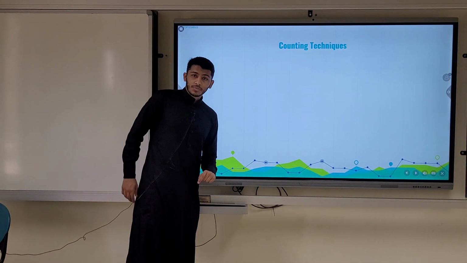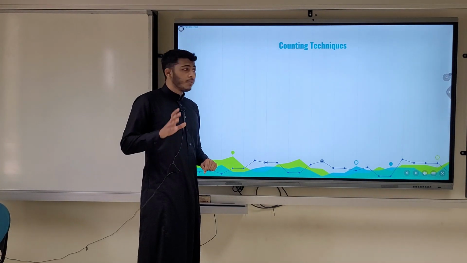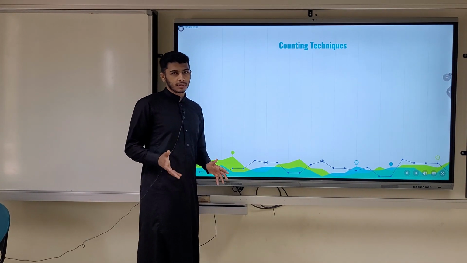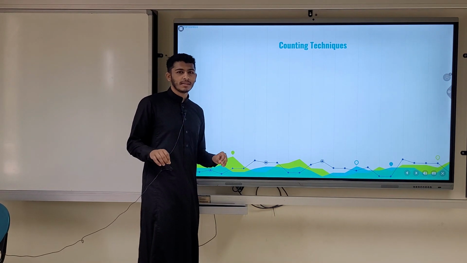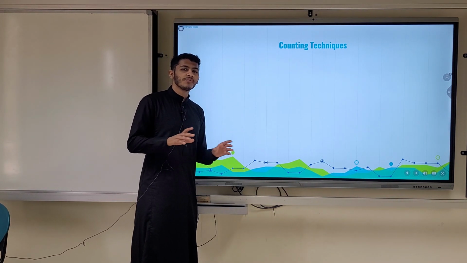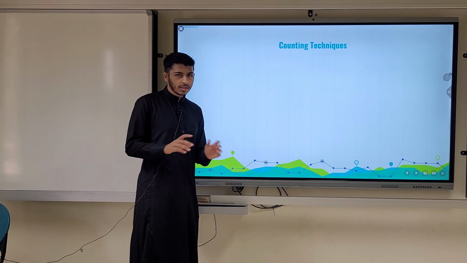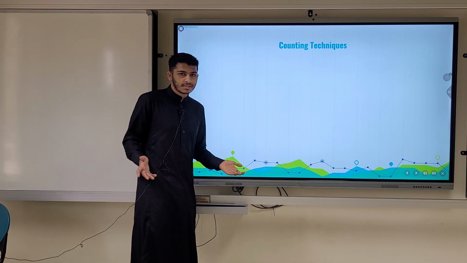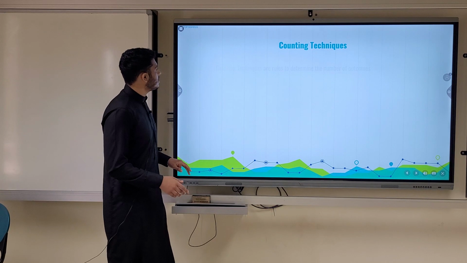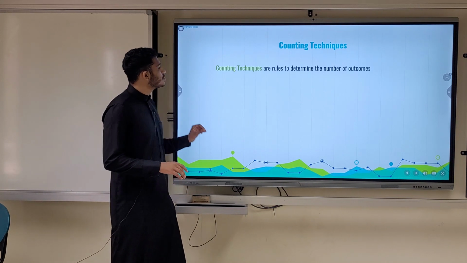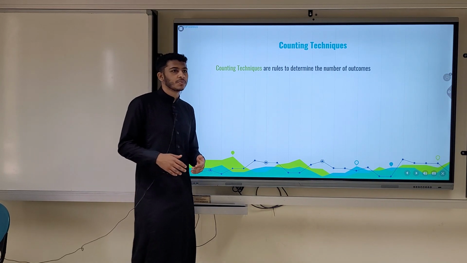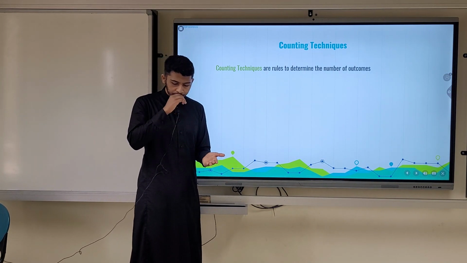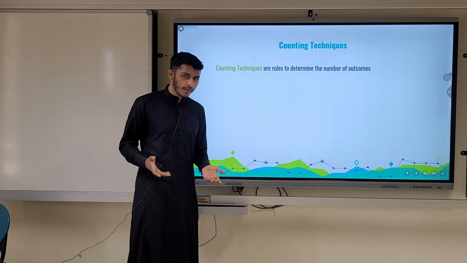Now, counting techniques. We finished with the very easy part. Now we get to the kind of complicated part of the chapter. It's not that complicated. It's just confusing because there are a lot of things to take in. But once you get them all down, they're going to look extremely silly and extremely simple. So counting techniques are the rules to determine the number of outcomes. We have seen simple outcomes so far, like outcomes when you're rolling a dice. You can count the number of outcomes yourself.